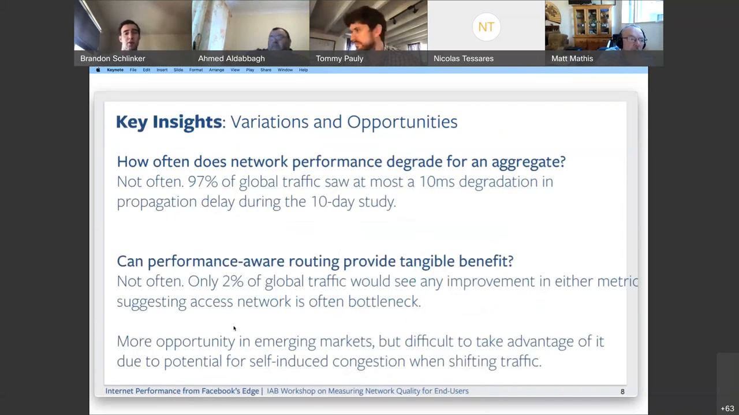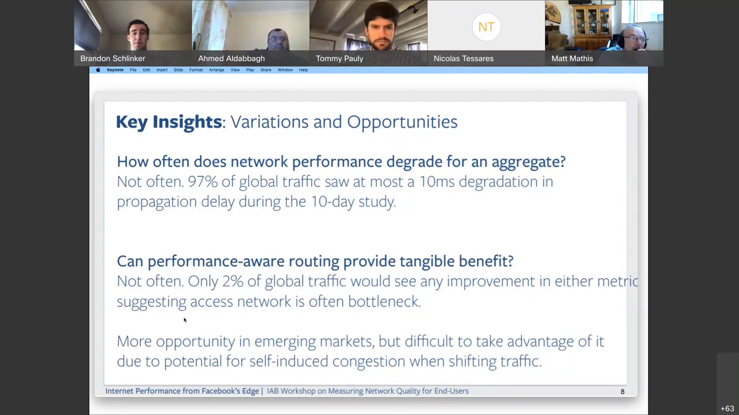So I'm going to very quickly go over these. There is oftentimes very little degradation for aggregates of users. Network traffic is pretty constant over time. We talk about this further in the paper. There's also often not any opportunity to use performance-aware routing to provide benefits. We talk about that further in the paper, but it suggests that most problems are in the access network or further beyond what any BGP routing change can address.